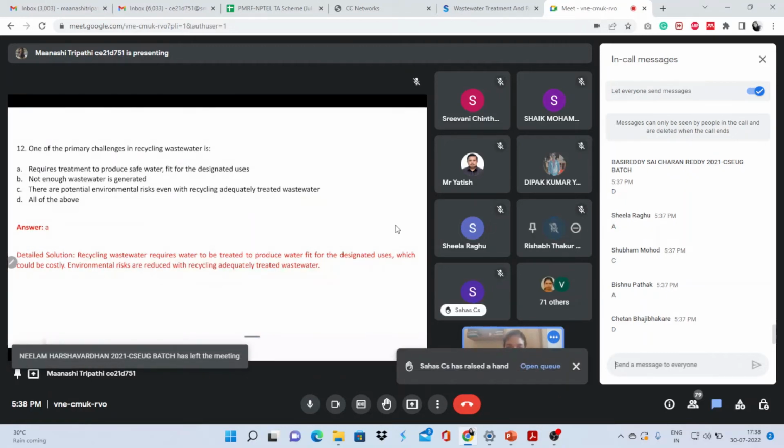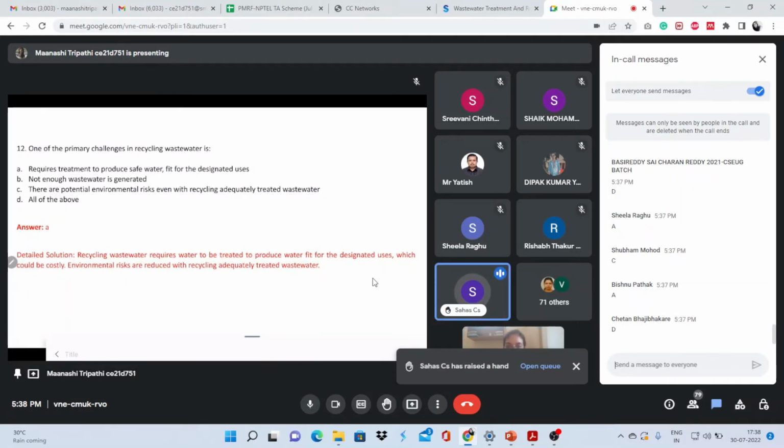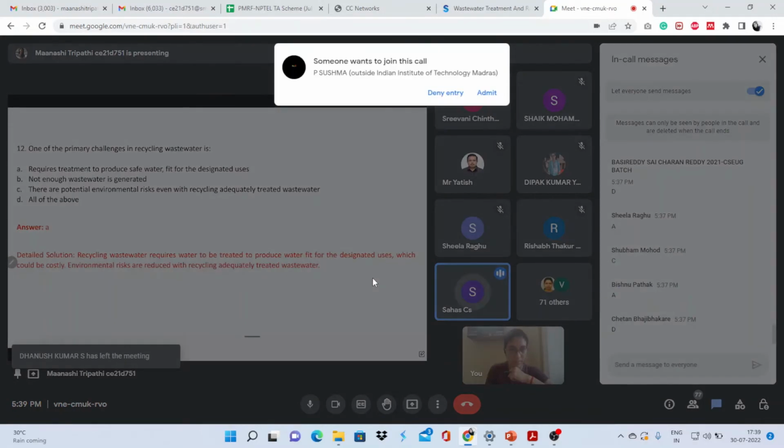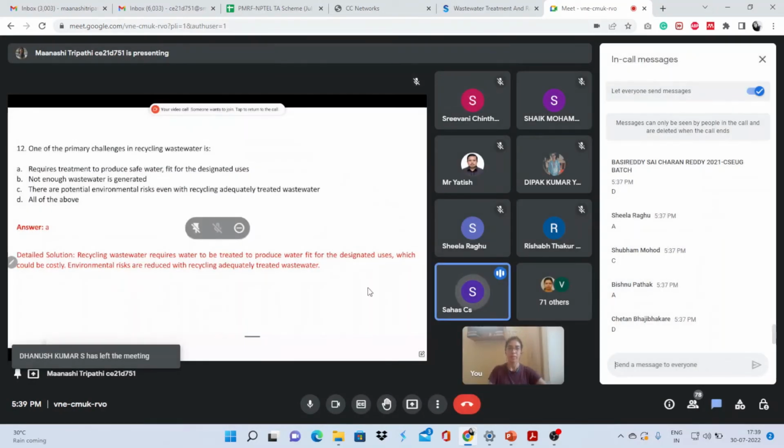Yes, Sahas, you want to say something? Yes, ma'am. A small doubt. With regards to point B, not enough wastewater is generated. Like in treatment plants, you need those microbes to actually do the work, right? So sometimes when the wastewater is not there, that will also be a challenge, right? You need to have a sufficient load to treat the bacteria, to feed the bacteria. So in that case, that would also be a challenge, right?